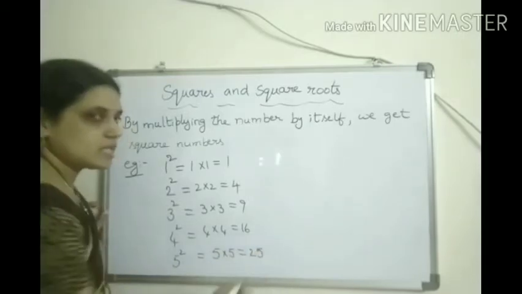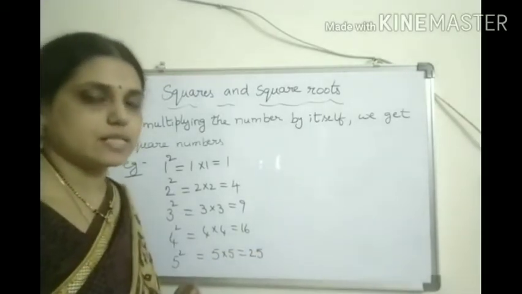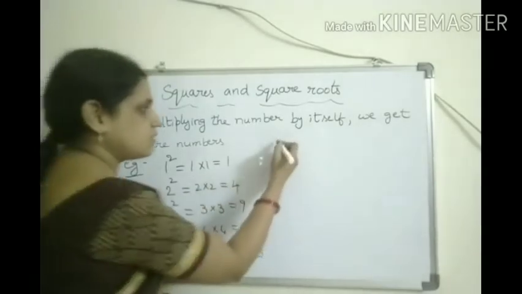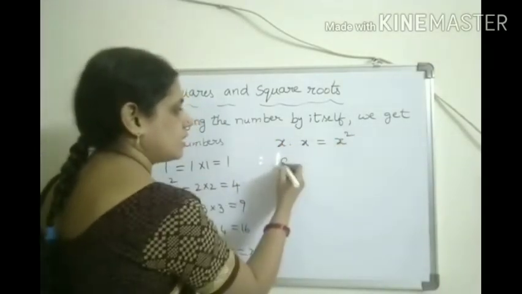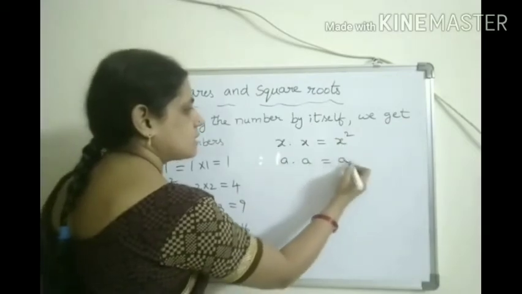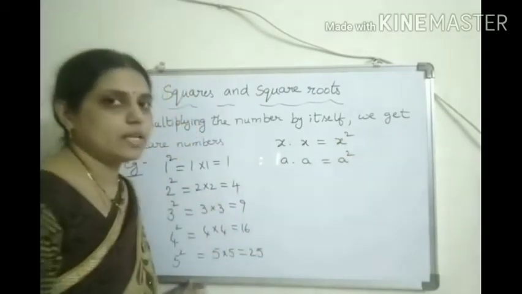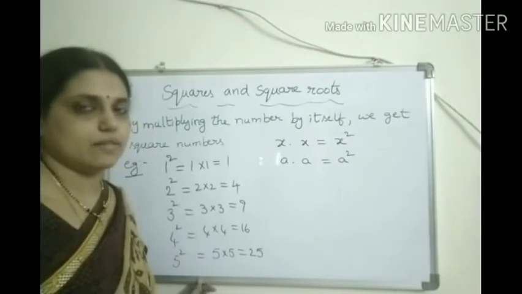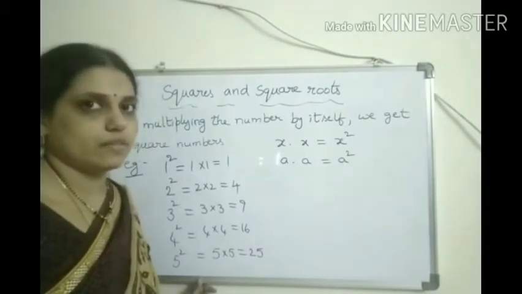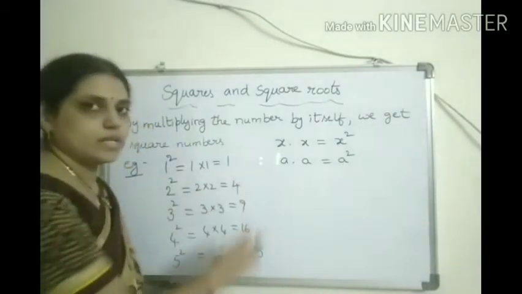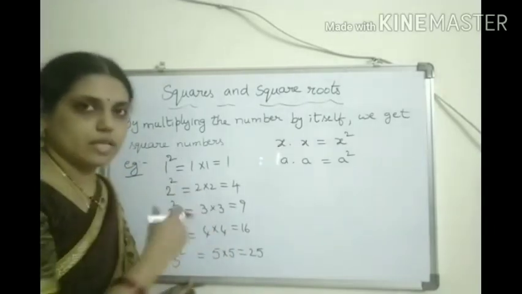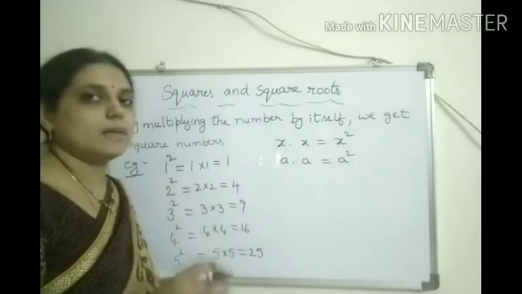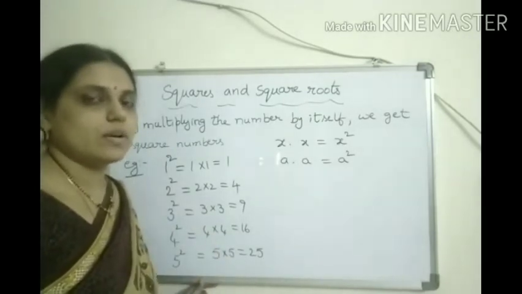So like that, x into x is x square, y into y is y square, a into a is a square. So variables are the numbers, anything multiplied by itself, then we get the square of that. Hope you understood this part. So the number which we get by multiplying the number by itself is called square number.